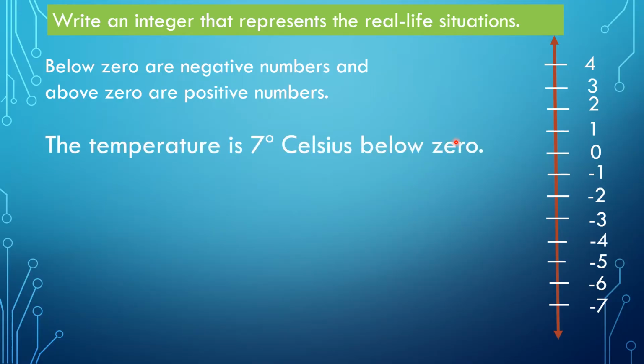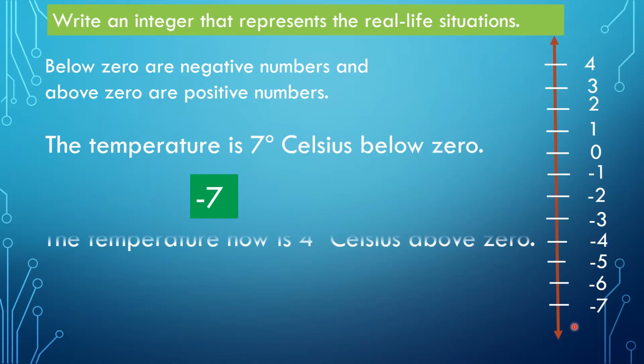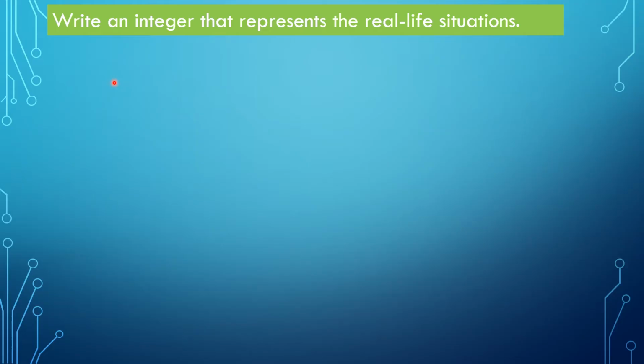So let's say the temperature is 7 degrees Celsius below zero. That is equal to negative 7. Now, the temperature is 4 degrees Celsius above zero. So above zero, that is 4 degrees Celsius or positive 4. I have here other examples of real-life situations that make use of integers.